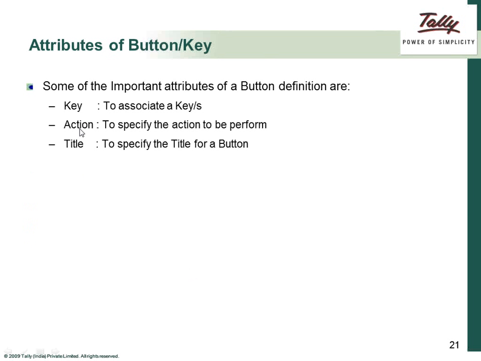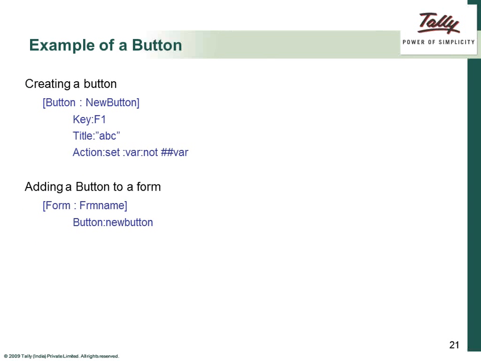So every button is linked to a specified combination of keys. There are three basic attributes of a button: the key, the shortcut key we require; the title of the button, what should be the button name that gets displayed there; and an action to perform. When I click on that button, what should happen? Okay, so this is how it will look. Again, as I said, the mere existence of a button definition does not link it to a report. A button is added to the form and not to the report.